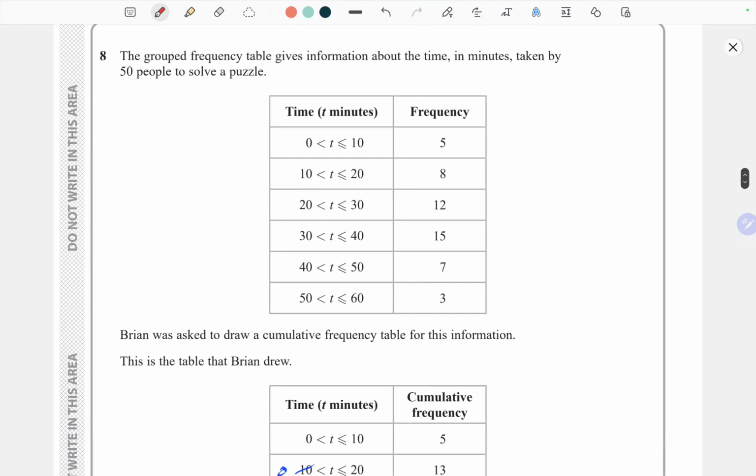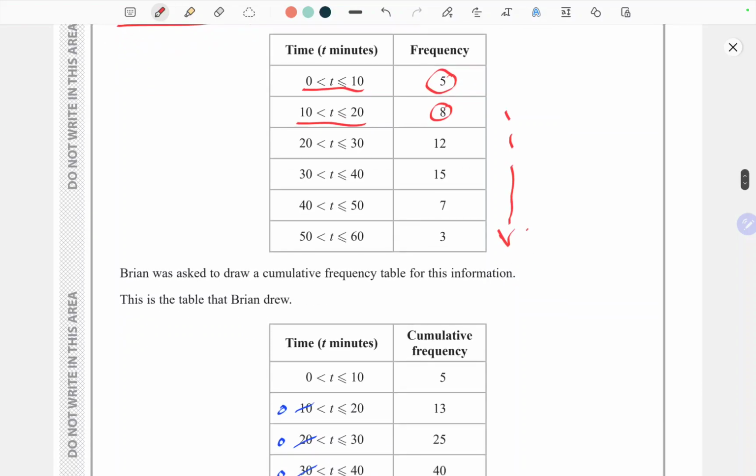And a frequency table. Okay, 50 people solving a puzzle, and it takes a certain amount of time. The frequency table is shown: between 0 and 10, you've got 5 people. Between 10 and 20, you've got 8, and so on, all the way down. The question is that they're asked to create a cumulative frequency table.